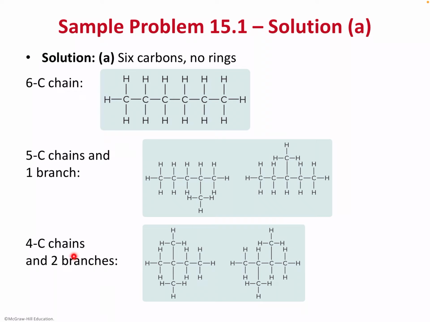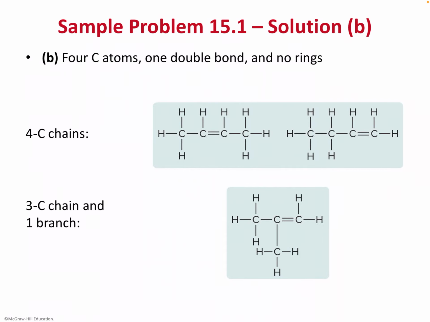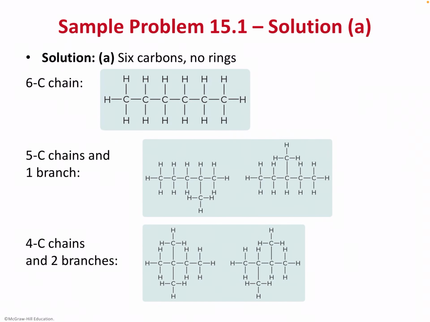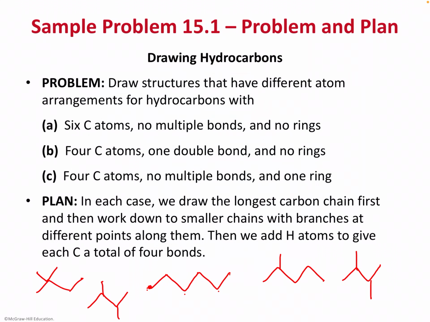And then you can draw 4 carbon chains and 2 branches. So 1, 2, 3, 4. So you have 2 branches like this, one here, one here. And then you can draw 1, 2, 3, 4 with 2 branches on 2 different carbons. That's another one. So those are the possibilities. How many did I draw? 1, 2, 3, 4, 5. Yes, so the same things I have drawn here, you can see the expanded form in the next slide.